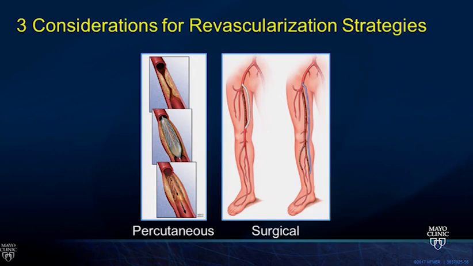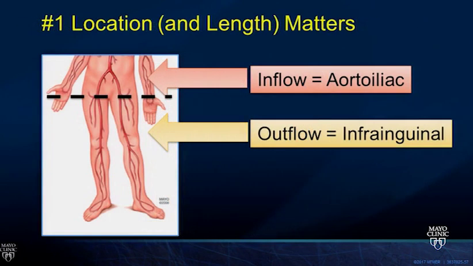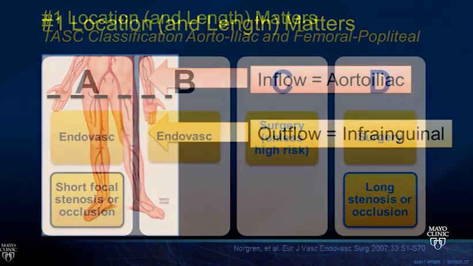So when we are deciding to go for revascularization, there are 3 considerations that I like to mull over for revascularization strategies between percutaneous or surgical. First is that location matters. Inflow aortoiliac disease tends to fare better with percutaneous treatment. Outflow or infrainguinal disease has not quite as good outcomes for stenting.